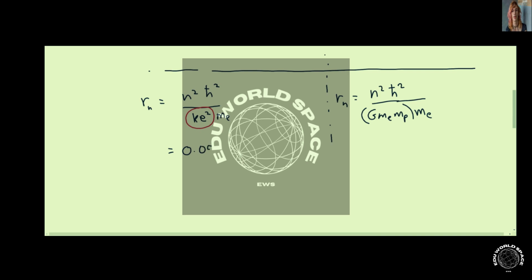0.0529 nanometers times n squared. So yes, the orbit increases as n squared. And we would expect the same for our gravitationally bound atom, except the radius will be divided by that placeholder.